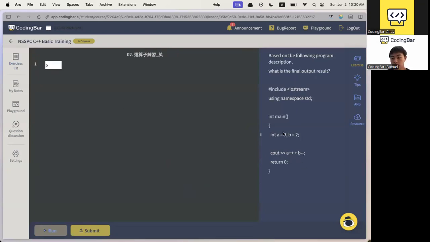So let's take a look at this. A equal 3 and B equal 2. Now we're going to print out A plus plus plus B minus minus. This is a bit tricky. So what will the output be?